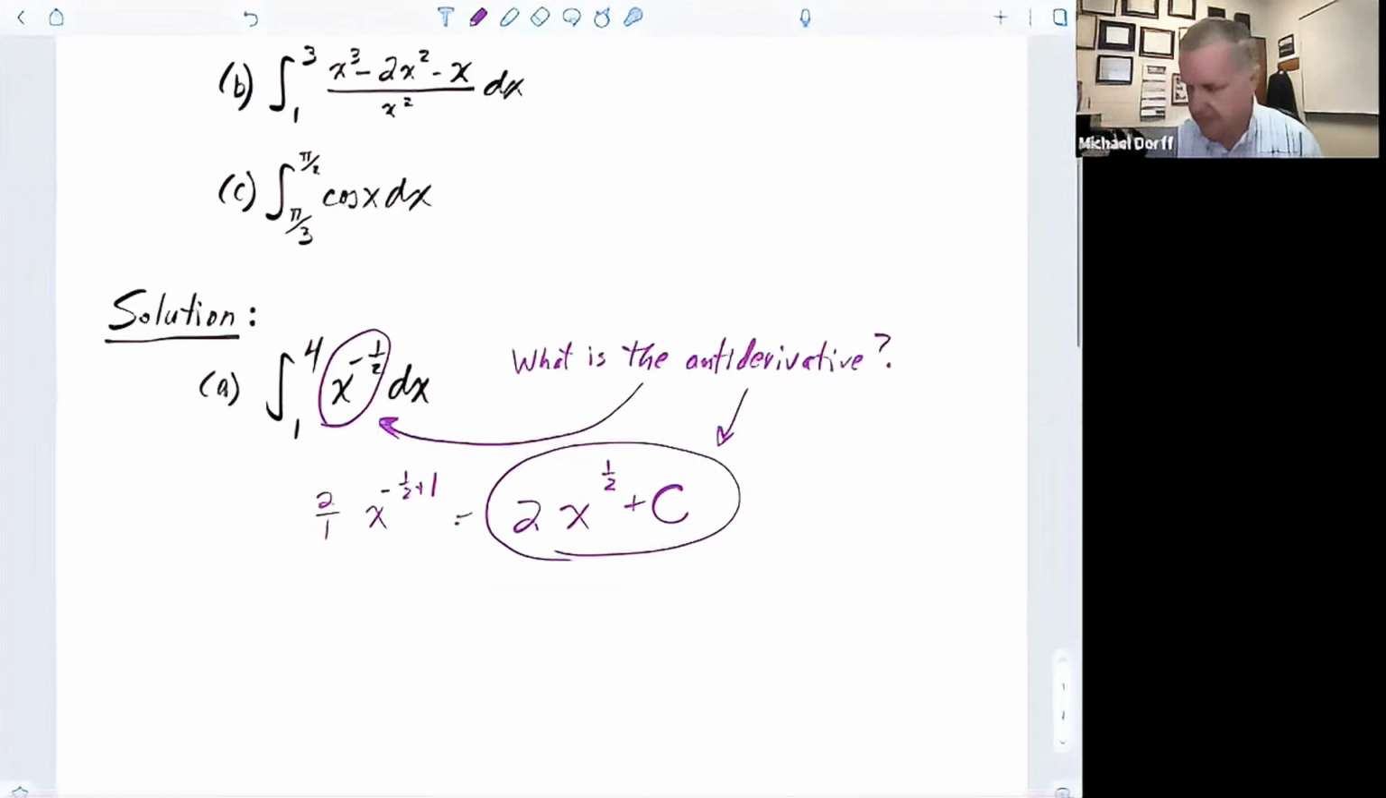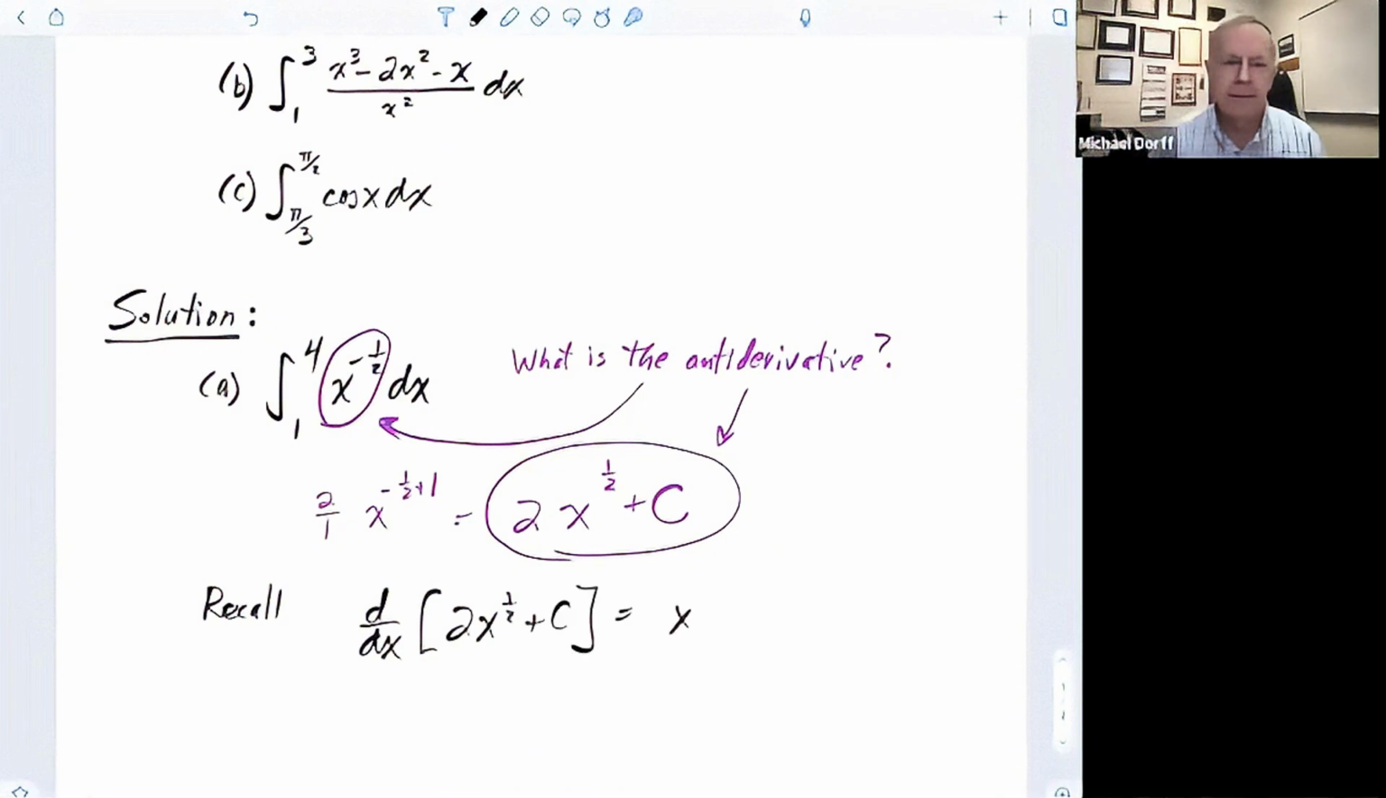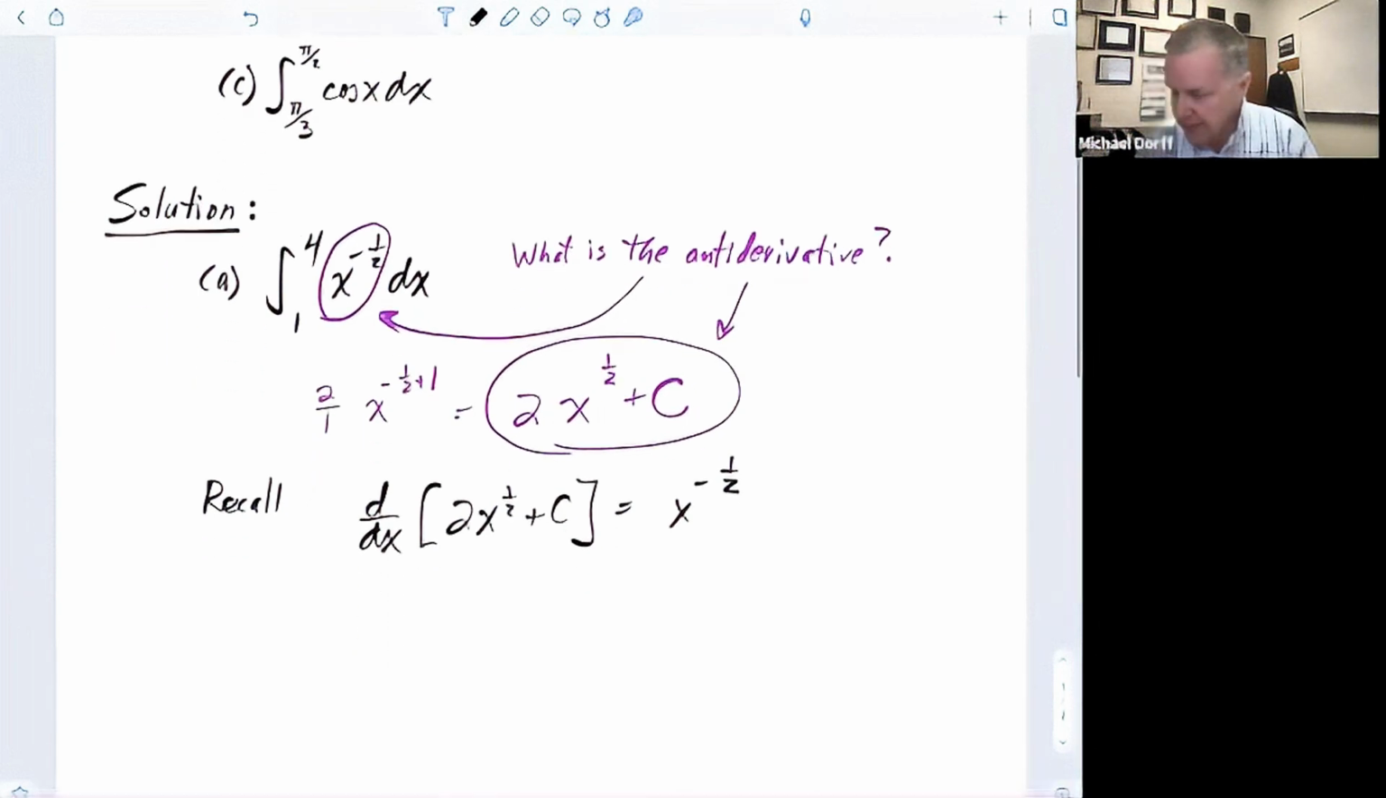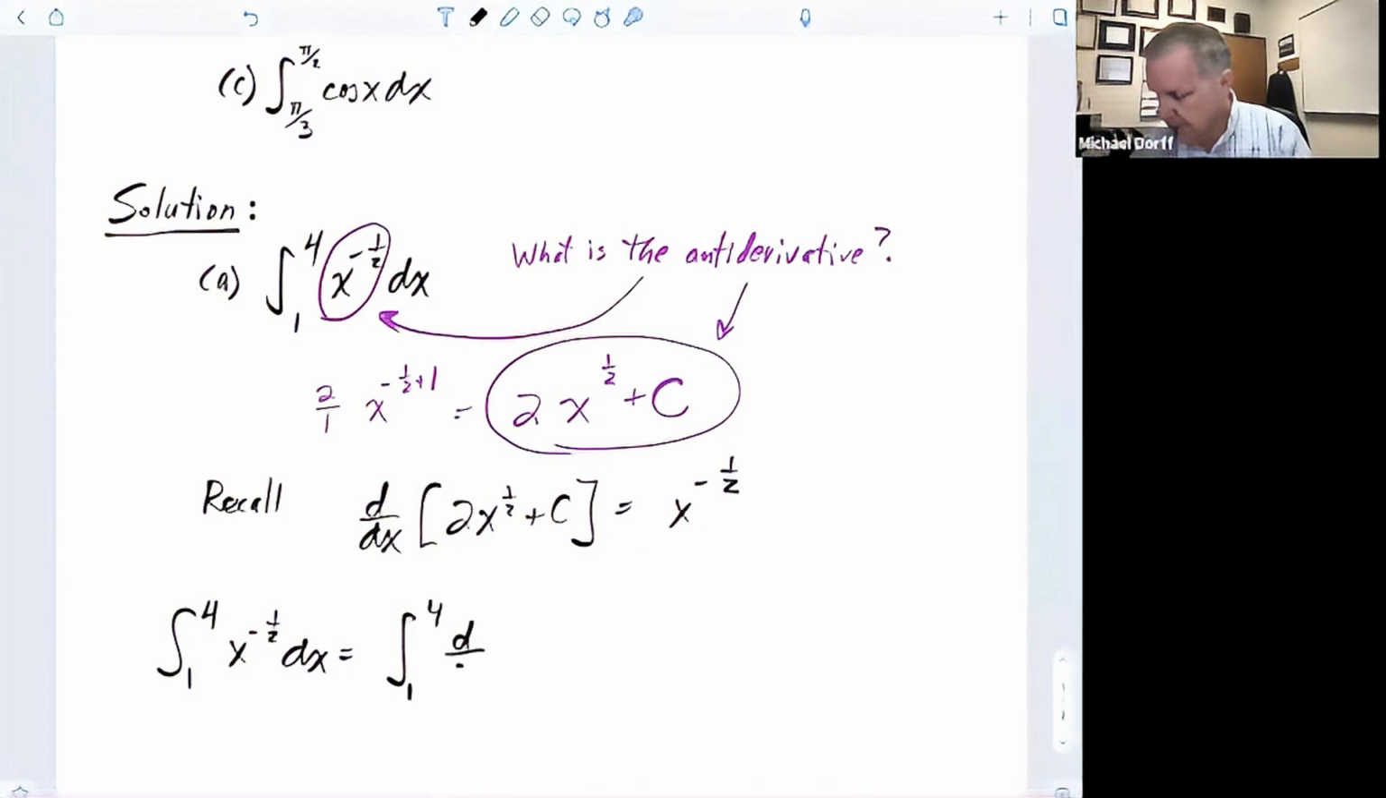So how do we use that in solving this problem? Well, what is an antiderivative? Recall that an antiderivative has the property that if I take the derivative of the antiderivative, I get the original function. So if I take the derivative of 2x to the 1/2 plus c, I get x to the negative 1/2. So I can start with my original integral from 1 to 4 of x to the negative 1/2 dx, and replace that integrand with the derivative of 2x to the 1/2 plus c.